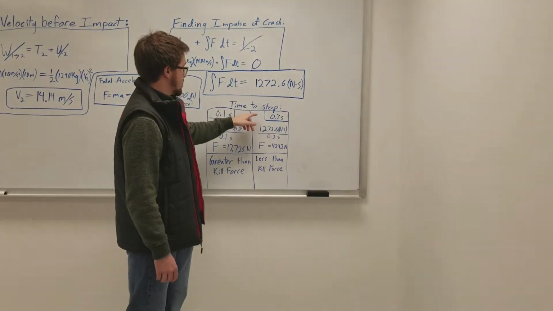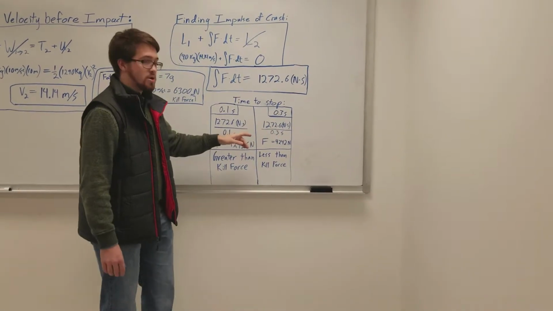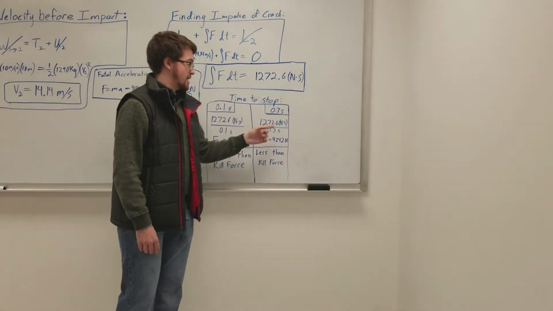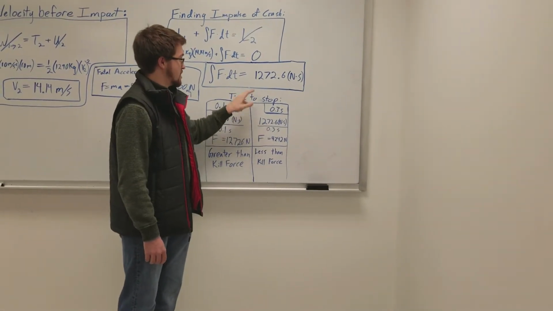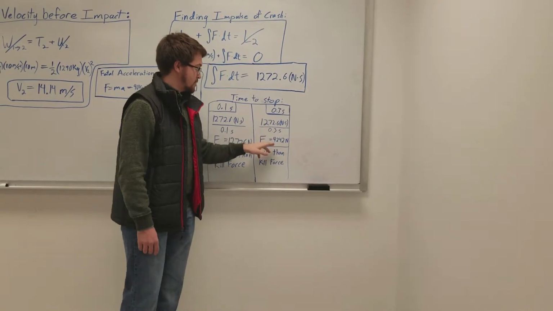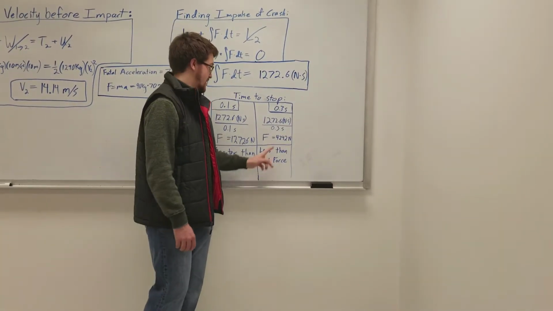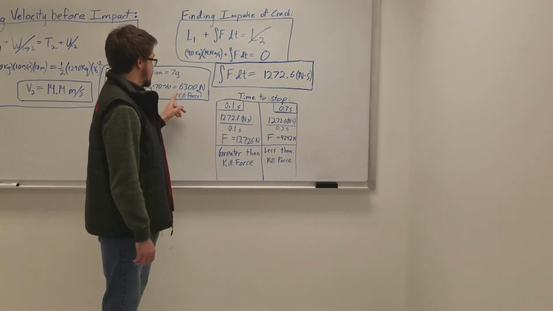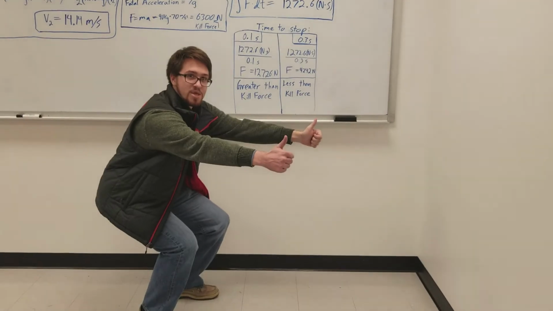Then we assumed 0.3 seconds if you bend your knees when the elevator impacts to absorb the impact, like a crouch. So we divided the initial impulse by the time, and we got a force of 4,242 newtons applied. And that force is less than the kill force, which means that bending your knees and crouching will save you.